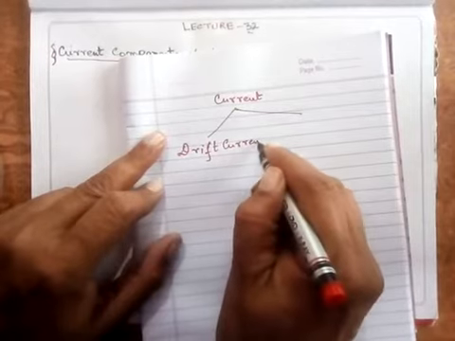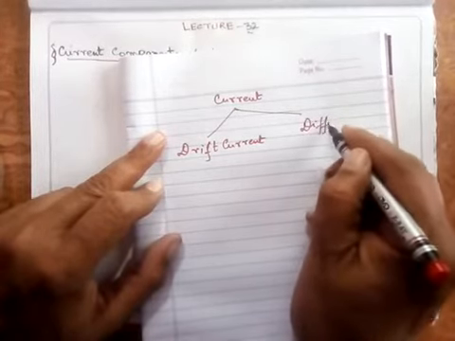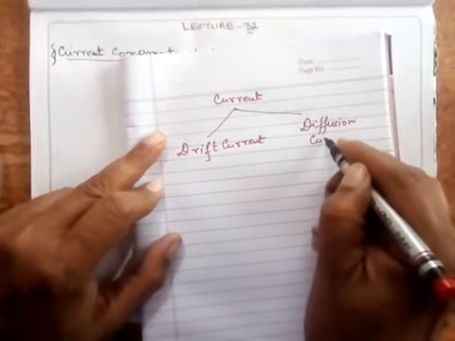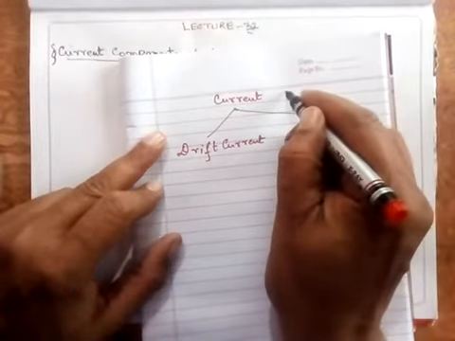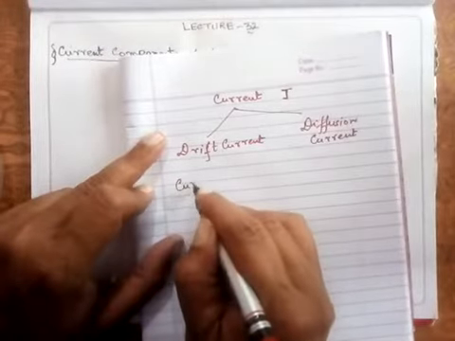It is divided into two parts. One is called the drift current and the other is called the diffusion current. There are two types of currents. I'll discuss them one by one. And rather than focusing on current, we'll focus on current density, which is represented by J.